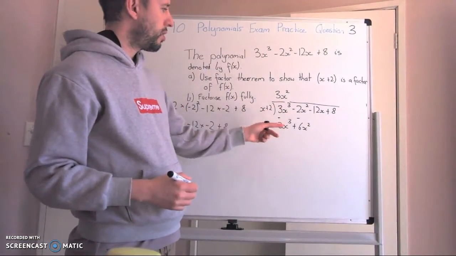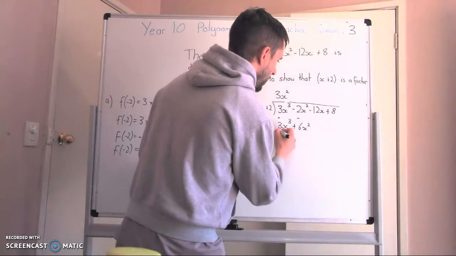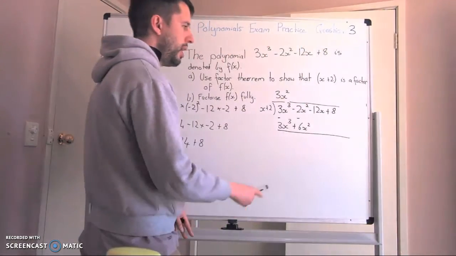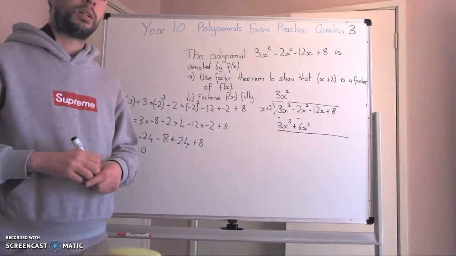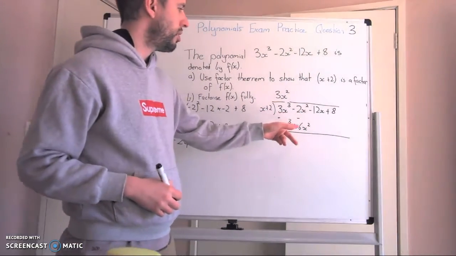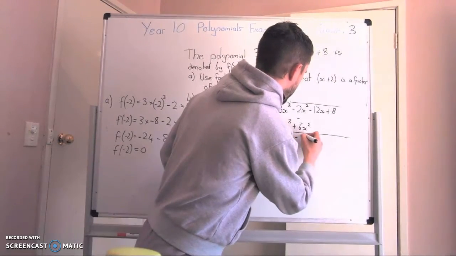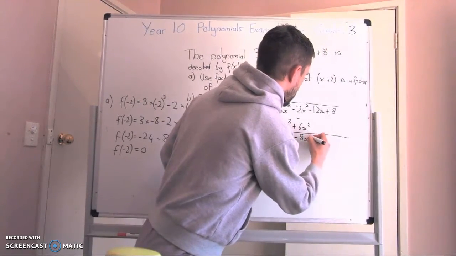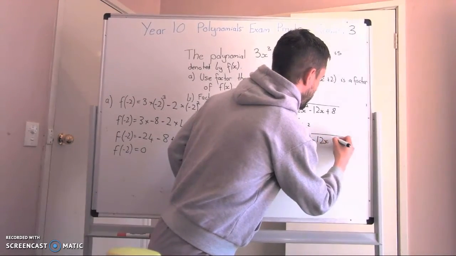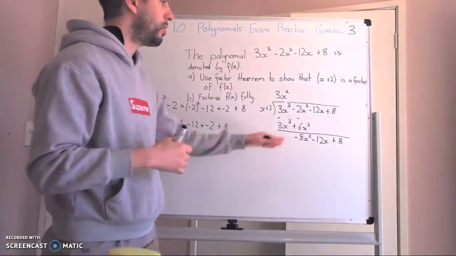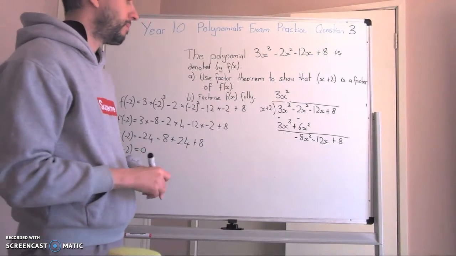So 3x to the power of 3, take away 3x to the power of 3, cancels out and leaves me with just 0. But then I've got negative 2, take away 6. Negative 2 take away 6 is going to be negative 8x squared. Take away 12x plus 8. So I'm just rewriting the rest of it. Then I'll do exactly the same thing.